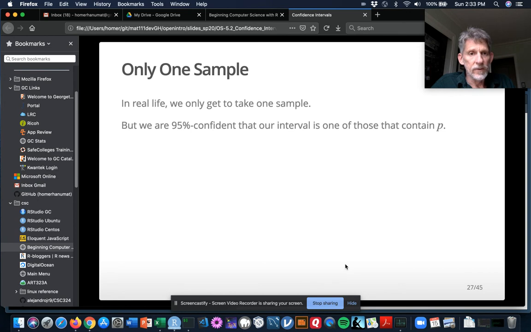Just keep in mind that in real life, you're not God. You don't get to watch a bunch of statisticians do stuff. You're the statistician, and you're probably only going to get to take one sample. But because there was a 95% chance before you took the sample that that interval would contain p, you can feel 95% confident that your interval is an interval that contains p.